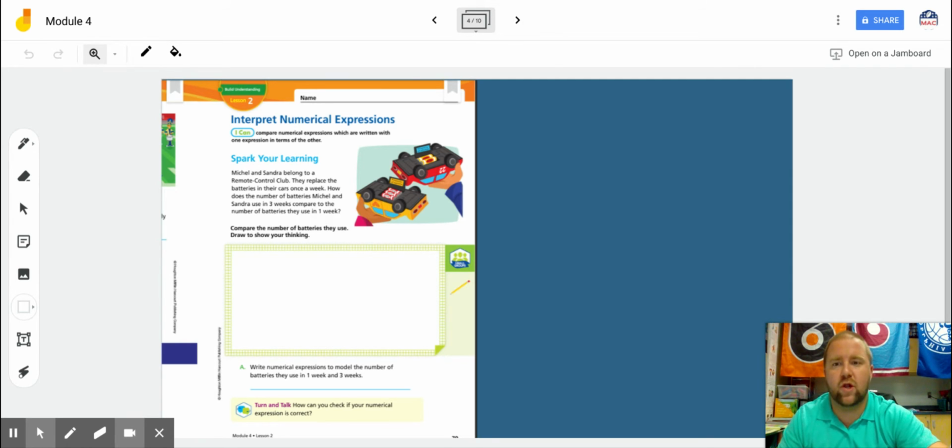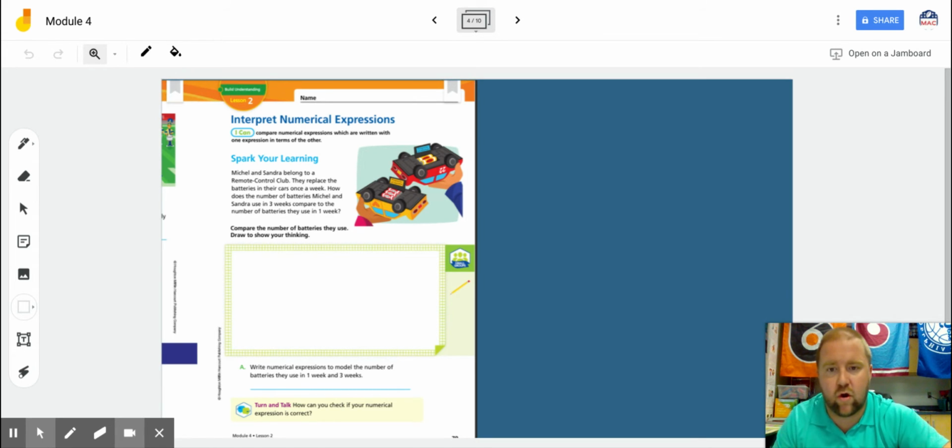All right, so it says spark your learning. Michael and Sandra belong to a remote control club. They replace the batteries in their cars once a week. How does the number of batteries Michael and Sandra use in 3 weeks compare to the number of batteries they use in 1 week? So we have to look at our picture here of these race cars first off to figure out how many batteries we're going to be using, right?